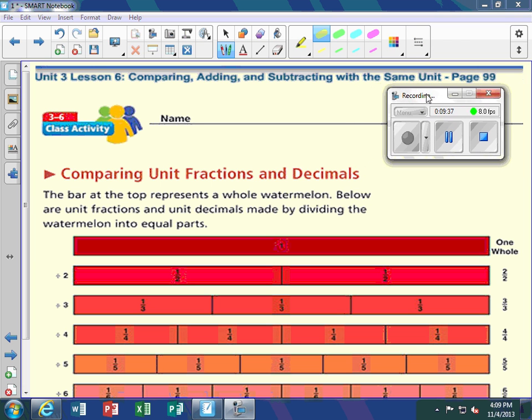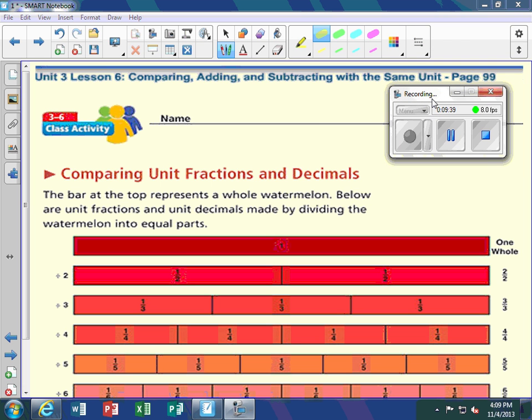All right, let's move on to page 98. So go ahead and draw a line in your black notebook and write Unit 3, Lesson 6, comparing, adding, and subtracting with same units. And this is fractions.